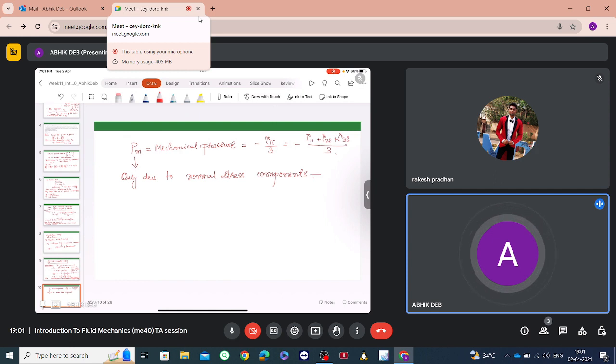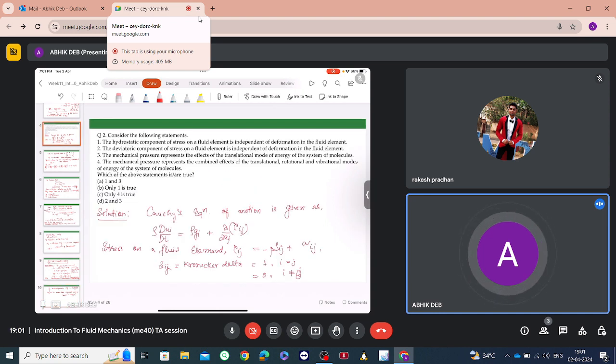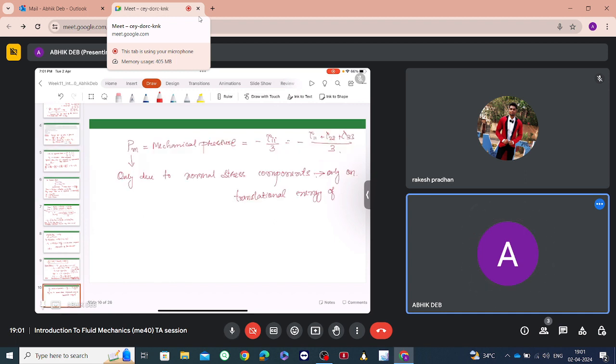And it depends only on translational energy of molecules, right? Translational energy of the molecules, which is responsible for the normal stress.